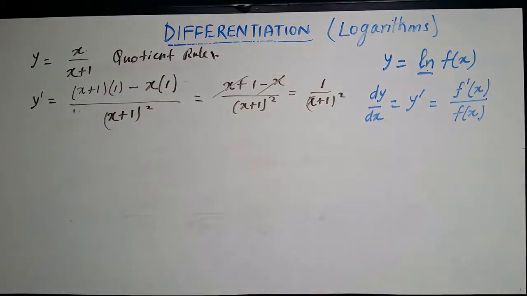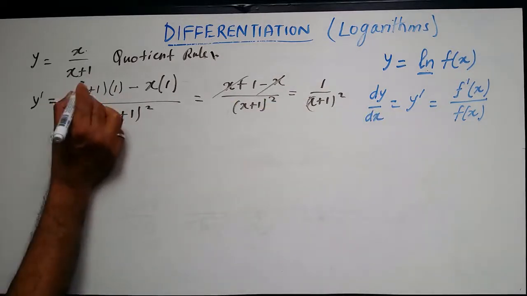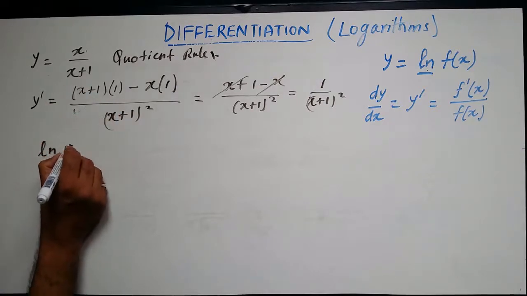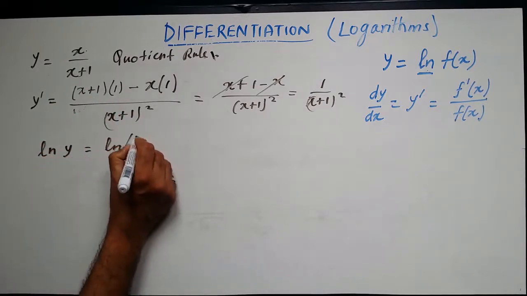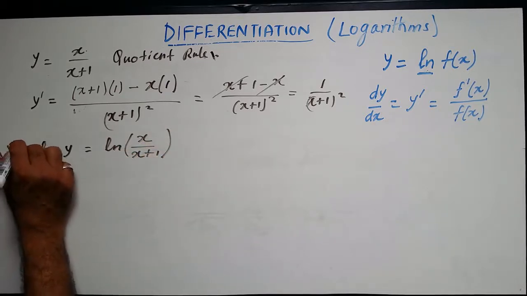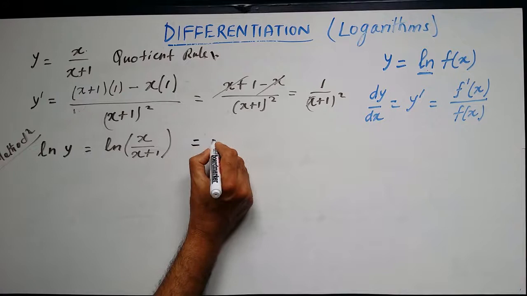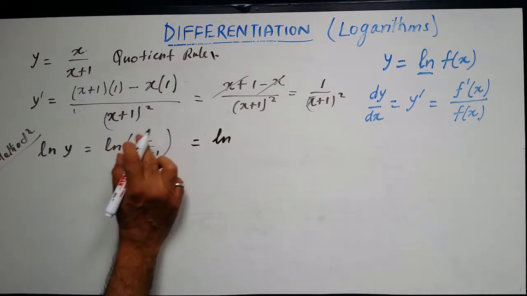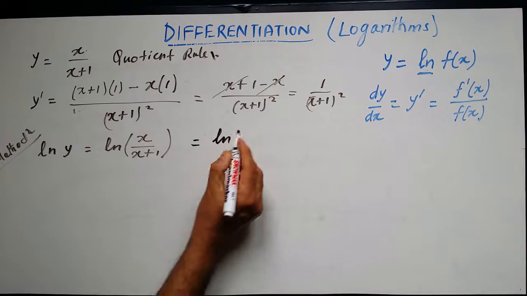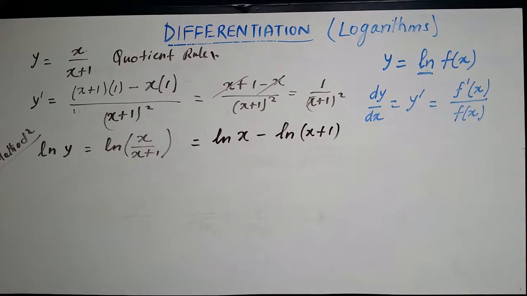What is the second method? In the second method, we can apply the rule for logarithms. If we take the logarithm of both the sides, we get ln of y is equal to ln of x upon x plus 1. If we apply the law of logarithms, the logarithm of a upon b is the logarithm of a minus the logarithm of b. So it is logarithm of x minus logarithm of x plus 1.